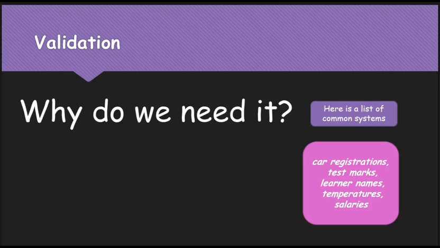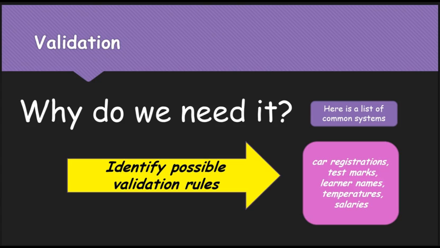So here is a list of common systems, and in lesson we looked at what you thought the validation rules might be for these. So I'll let you pause the video here and think about some of the possible validation rules that might exist in these 5 systems. And then on the next slide, I'll talk about the different validation types and see if you've got the right idea. Just pause it there.